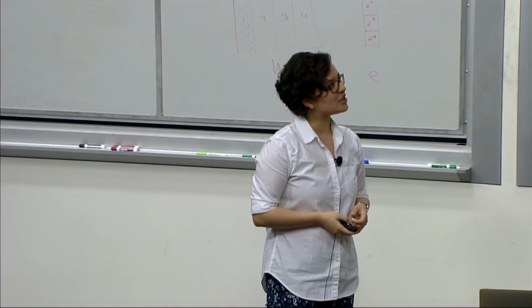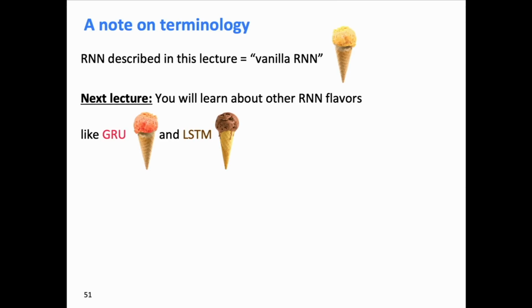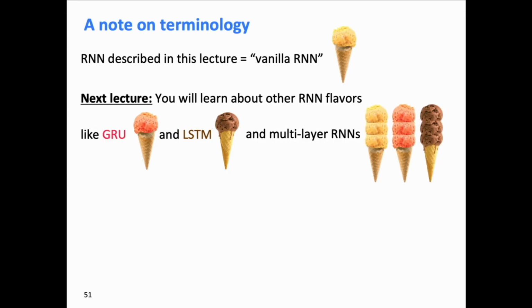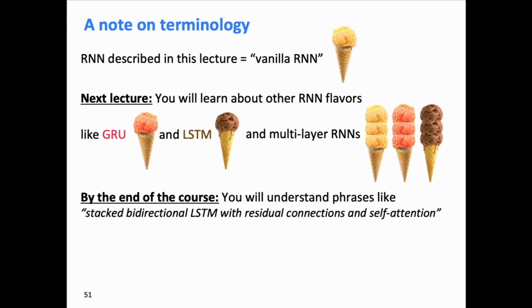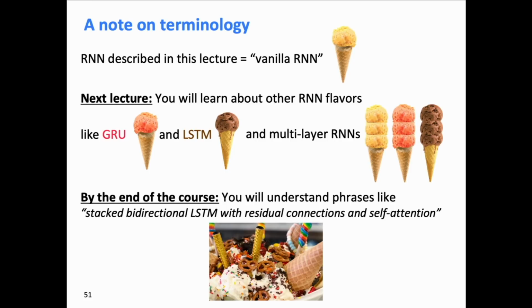OK. So before we finish, I have a note on terminology. When you're reading papers, you might often find this phrase, vanilla RNN. And when you see the phrase vanilla RNN, that usually means the RNNs that are described in this lecture. The reason why those are called vanilla RNNs is because there are actually other more complex kinds of RNN flavors. So for example, there's GRU and LSTM. And we're going to learn about both of those next week. And another thing we're going to learn about next week is that you can actually get multi-layer RNNs, which is when you stack multiple RNNs on top of each other. So you're going to learn about those, but we hope that by the time you reach the end of this course, you're going to be able to read a research paper and see a phrase like stacked bidirectional LSTM with residual connections and self-attention, and you'll know exactly what that is. That's just an RNN with all of the toppings.